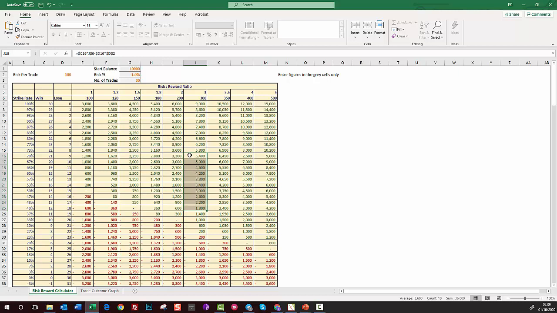Your strike rate will probably drop a little bit if you go up to a higher risk reward, but the rewards will be greater. So you probably take less trades, but you will be more profitable. Okay, so that's how you use the spreadsheet.